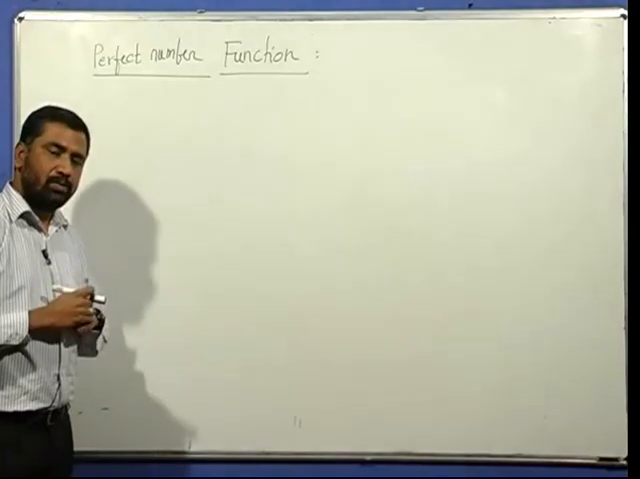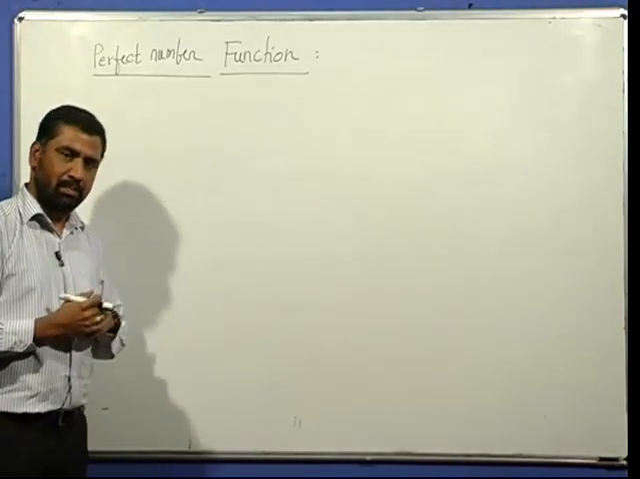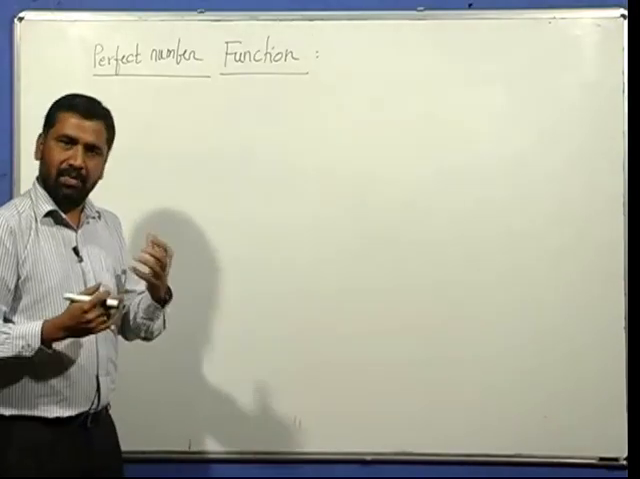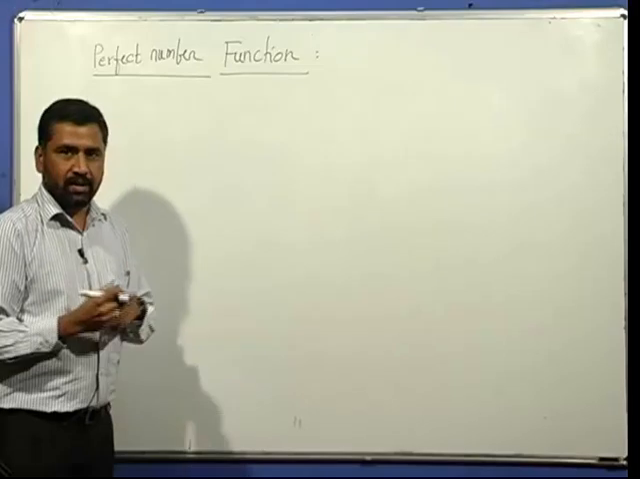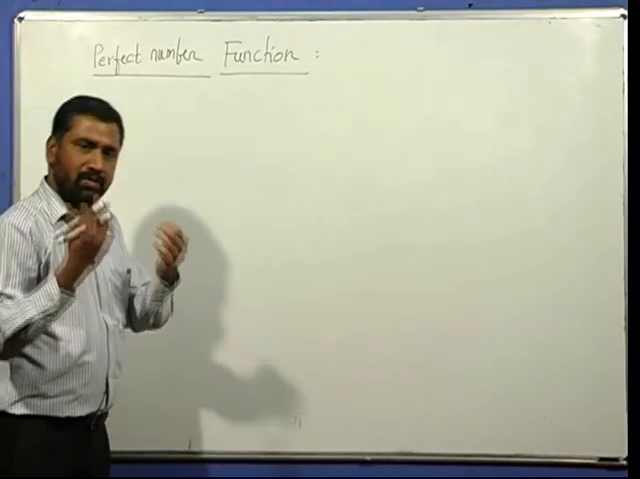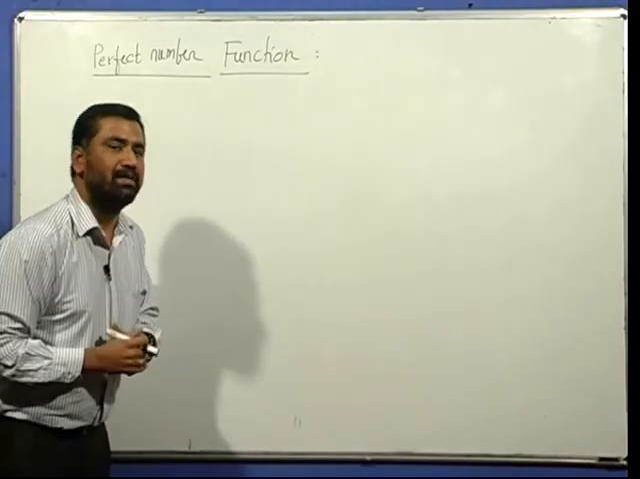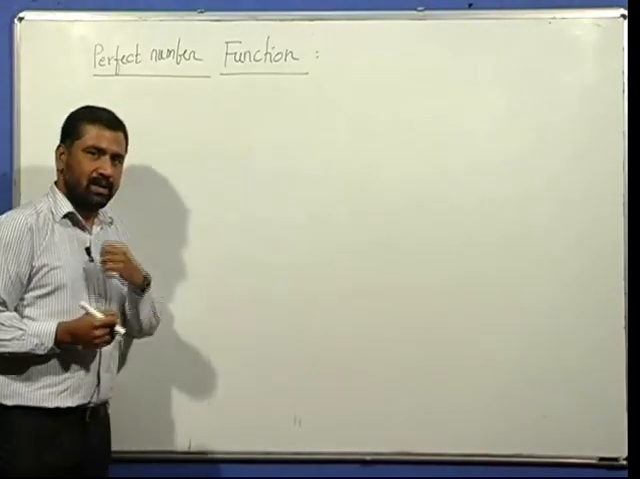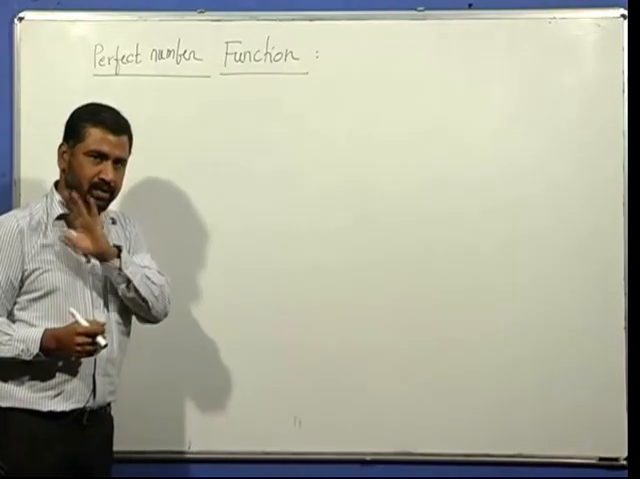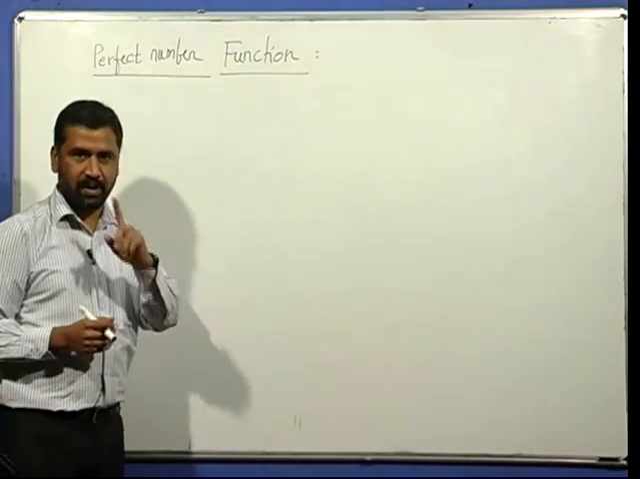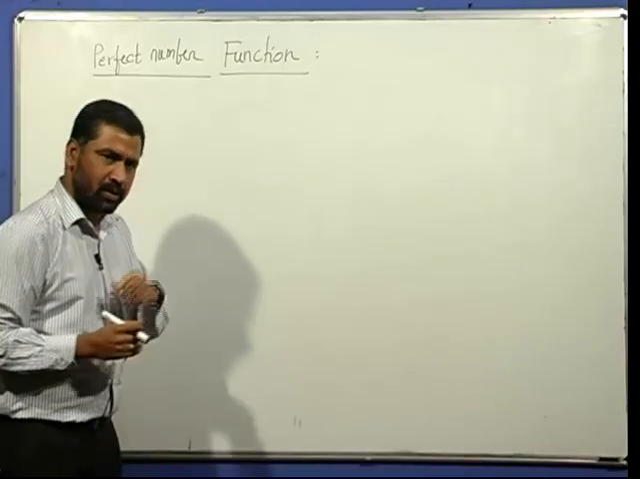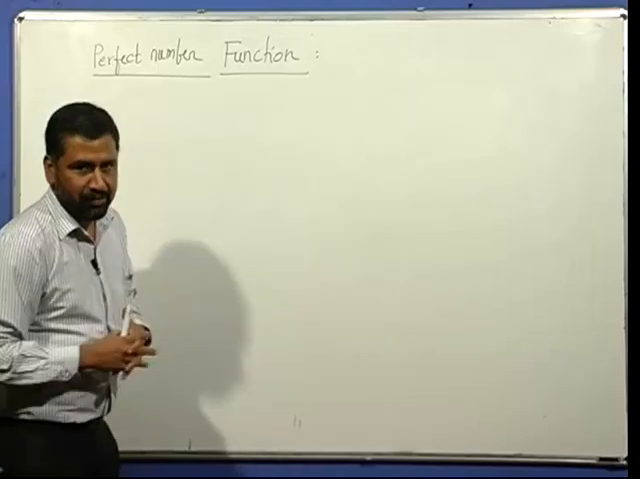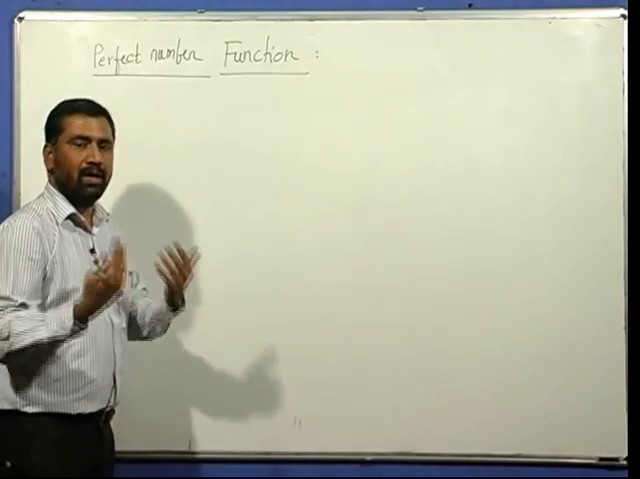Now let us try to take one more example, the familiar perfect number example. A perfect number is nothing but a number for which the summation of its factors excluding itself will be equal to the number itself. For example, if you take 6, its factors are 1, 2 and 3, 6 is not included. So 1 plus 2 plus 3 is equal to 6. So in such cases, for a number for which the summation of the factors is equal to the number itself, we call it a perfect number.